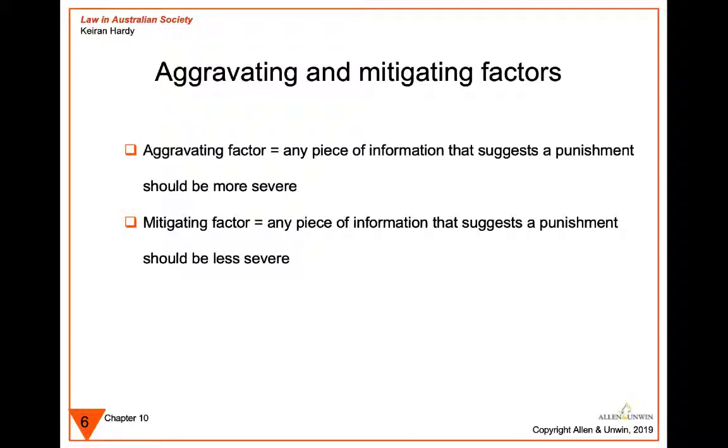Sentencing judges and magistrates also weigh up aggravating and mitigating factors. An aggravating factor is any piece of information that suggests a punishment should be more severe. So, for example, the person might have used excessive violence or a weapon. A mitigating factor is any piece of information that suggests the punishment should be less severe. So it's possible that the offender had a difficult upbringing, including sexual or physical abuse. This can make the person less morally responsible for the crime they committed.